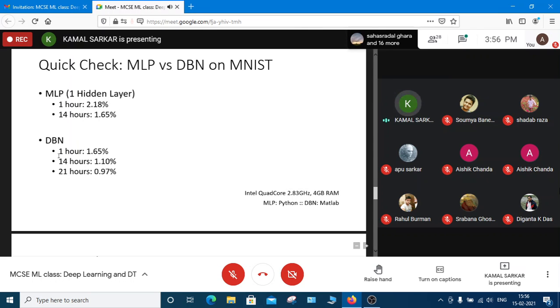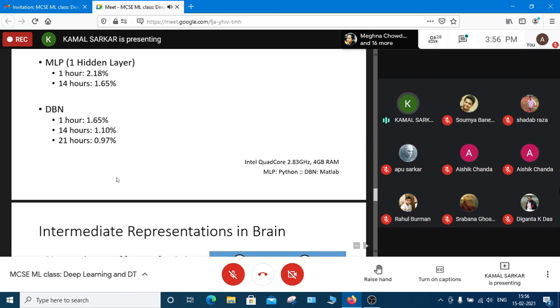But if you use the DBN with one hour of training, on an Intel quad core 2.83 gigahertz machine with 4 GB RAM, with MLP in Python and DBN in MATLAB, then it is observed that after 1 hour your error rate on the MNIST dataset, which is handwritten numerals, is 1.6%, after 14 hours it will be 1.10%, and after 21 hours it should be 0.97%. So it is a huge improvement, because the error rate is becoming less than 1% and accuracy is very close to 100% whenever you apply the DBN.